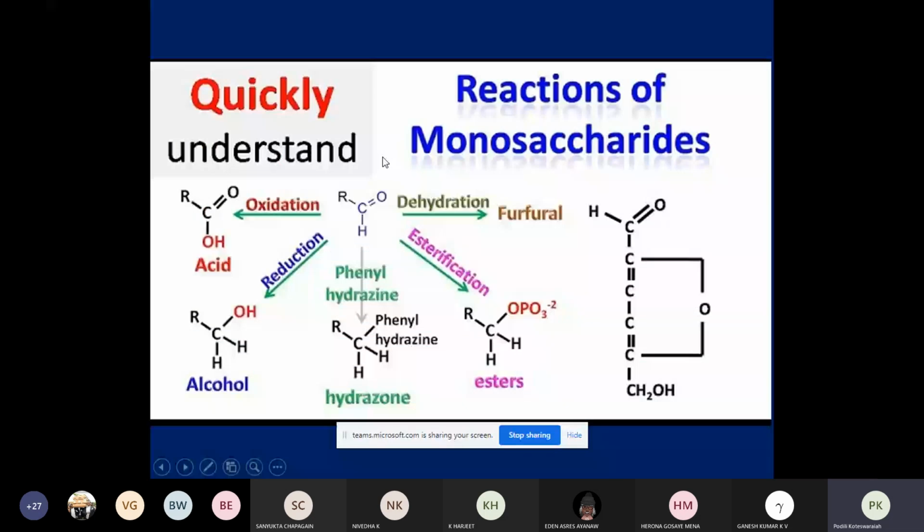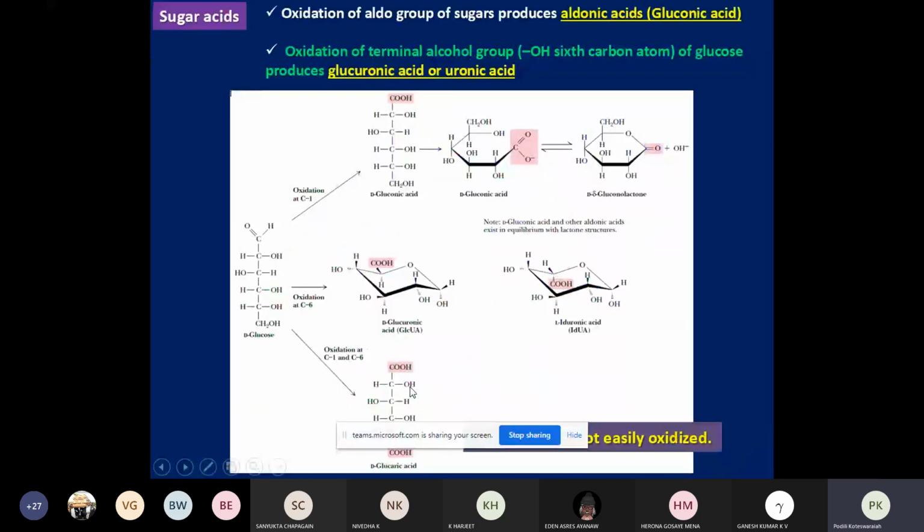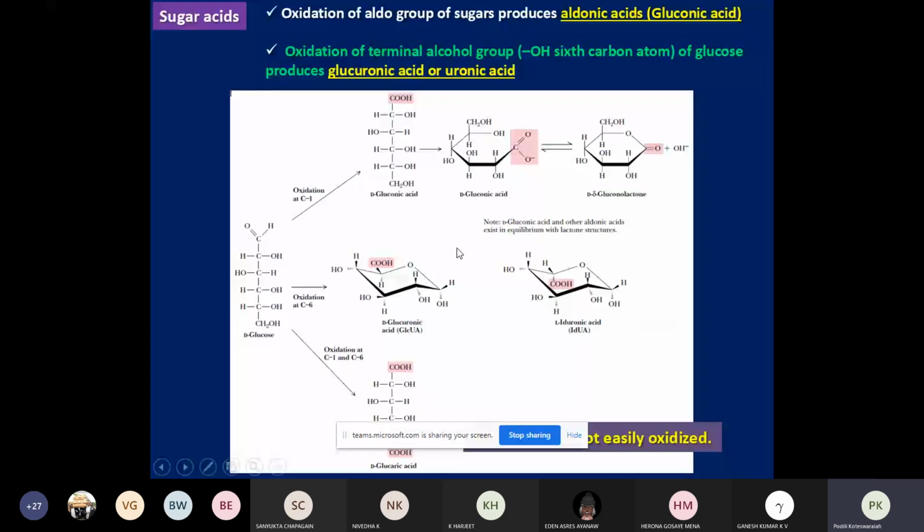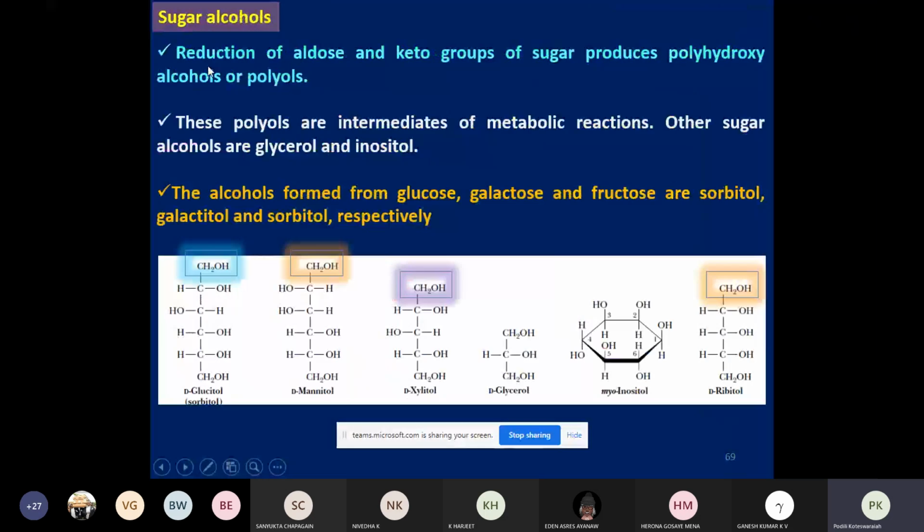Monosaccharides undergo oxidation to either aldonic acids, aldaric acids, or uronic acids. Upon reduction, they give polyhydroxy alcohols, sorbitol, mannitol, and so on. In the presence of dehydration, they give furfurals, and in the presence of excess phenylhydrazine, they give osazones, and the osazones are used for the qualitative detection of sugars. And of course, these are the reactions I had already explained. You can go through the same thing. These are the sugar alcohols. Different sugars upon reduction give different alcohols. Glucose gives sorbitol, mannose gives mannitol, xylose gives xylitol, and so on.